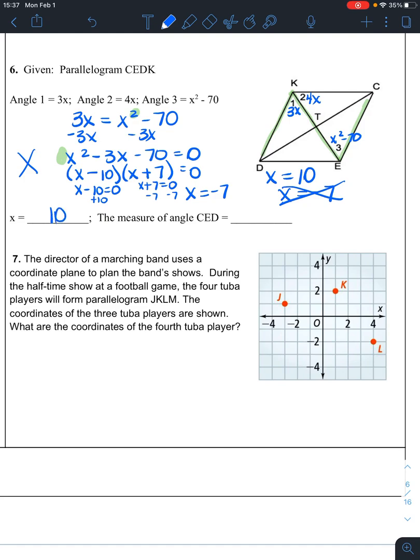So x is 10. And the measure of CED. So CED is this whole angle right here. Well, if angle 3 is 30, then that means angle 2 is 40, then that would be 30 plus 40, which is 70, because these are alternate interior angles also. So then these two angles have to be congruent. So you do have to go back and remember some things about alternate interior angles.